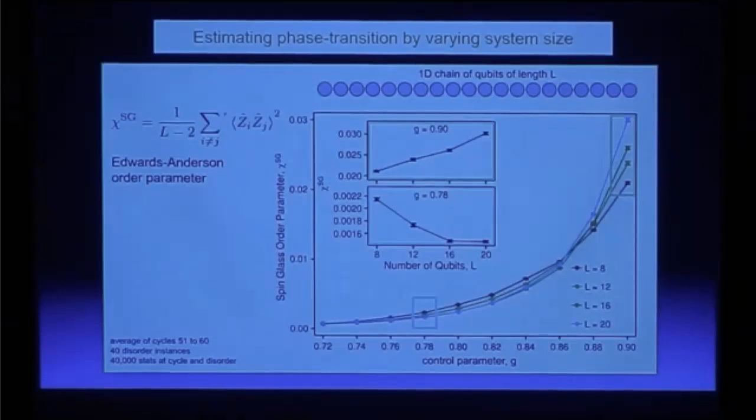Okay, this is the last piece of evidence. It is about going to infinite system size. Well, we cannot go to infinite system size. It takes infinite money. What we can do is go to smaller system sizes, in fact, and change our control parameter and look at our order parameter and see how it scales with the system size, a very standard finite size scaling argument.